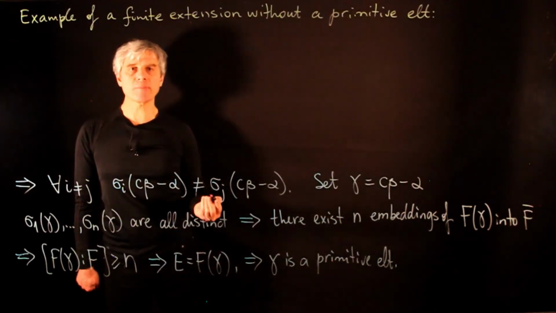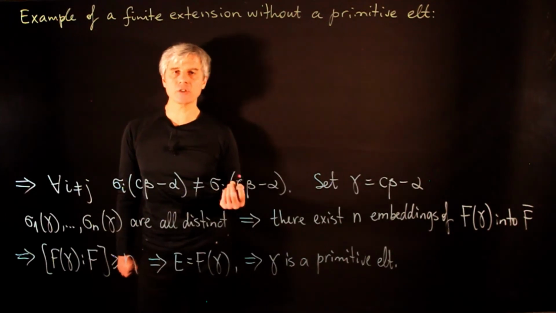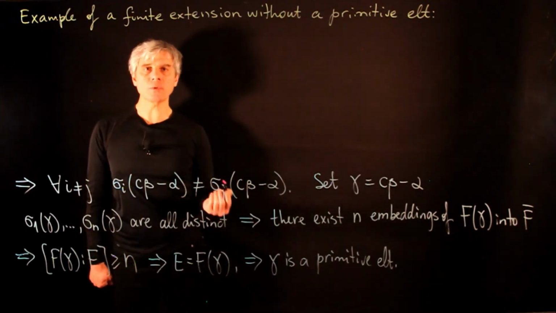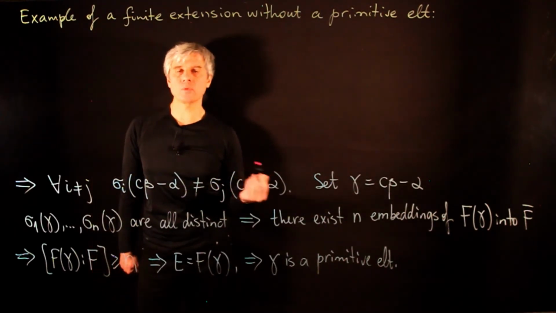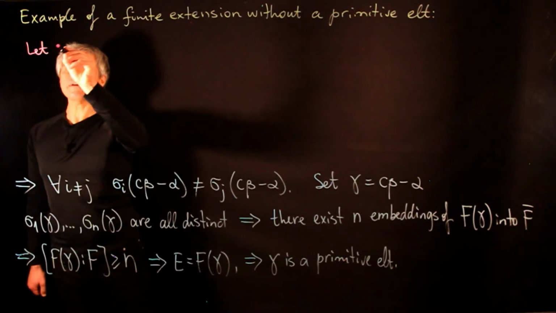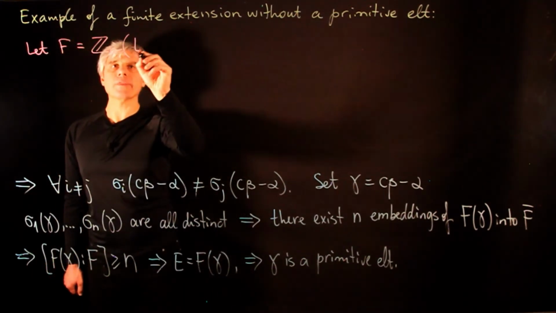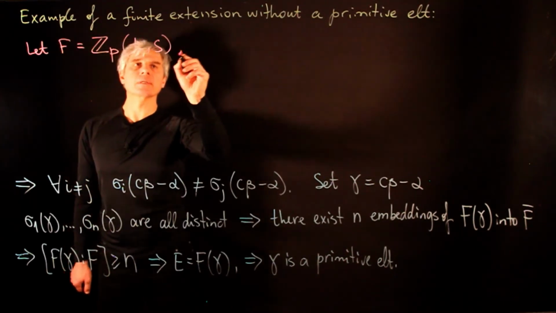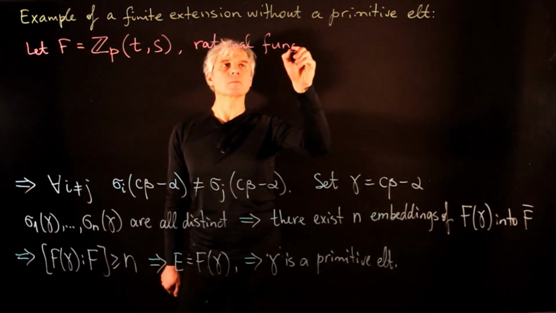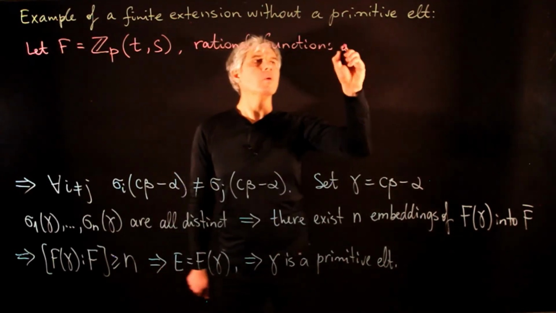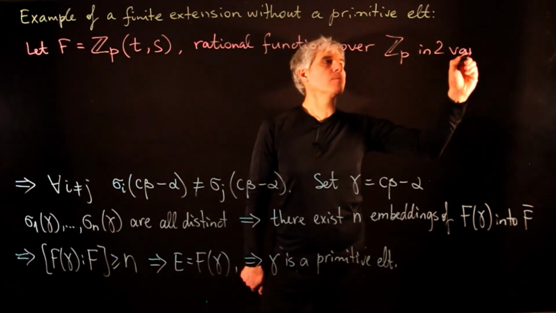Clearly, such an example must be in characteristic p, because in characteristic 0, every extension is separable. And it should involve infinite fields, because we know that finite fields are separable over Z_p. So we'll let F be Z_p with t, s. So these are rational functions over Z_p in two variables.